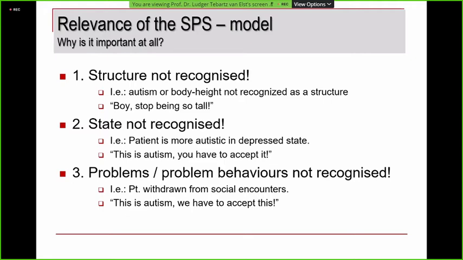And if you mistake a problem for a structure, for example, if you think social withdrawal is a structural autistic feature, then you accept that your patient withdraws socially. But that's not the case. I mean, he could change this behavior. It's not a structural phenomenon, but it's a problem behavior or a problem. And problems should be solved.